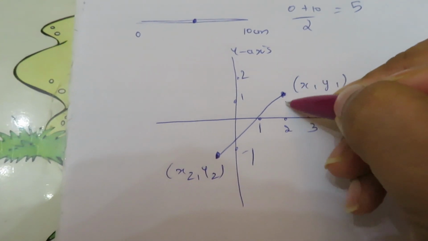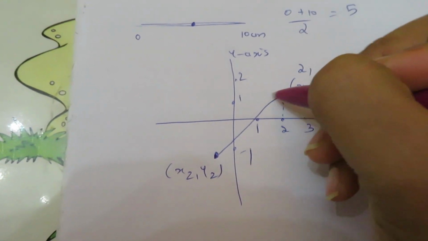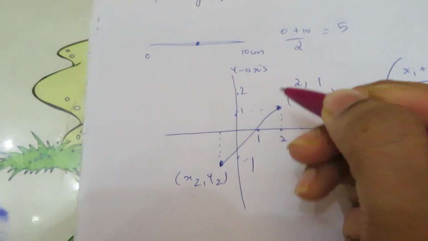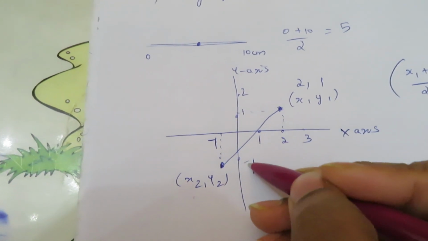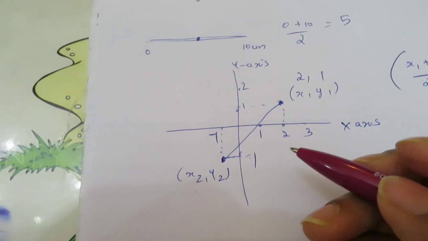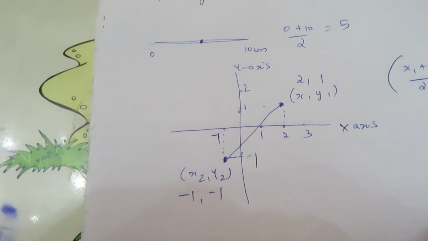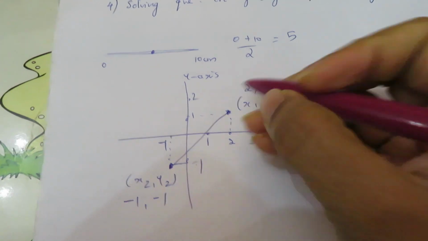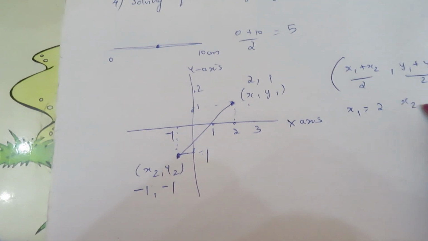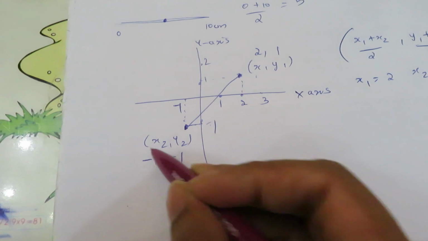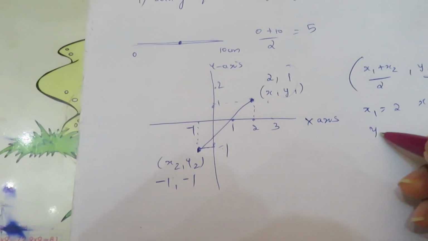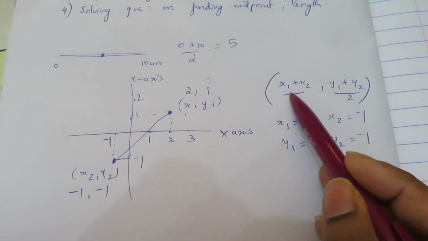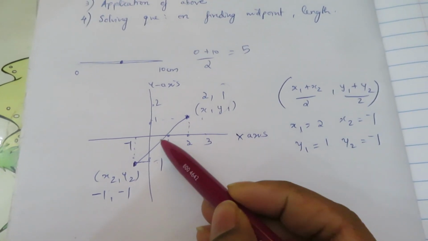So what is this x1? This point is 2 comma 1, and this one, x2 y2, is what is on the x-axis. You have minus 1 on the x-axis and maybe minus 1 on the y-axis. Clear? So minus 1 comma minus 1. Now how do you find the midpoint? You write it all. x1 is equal to 2, x2 is equal to minus 1. Then y1 is equal to 1 and y2 is equal to minus 1. Now you just have to substitute each of these values in this formula to find out the midpoint.